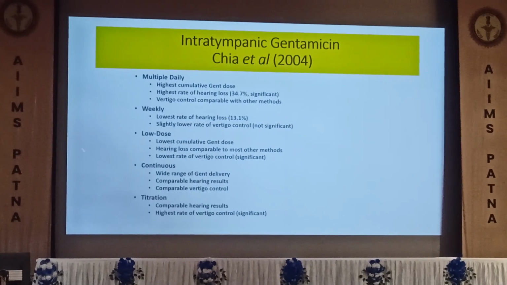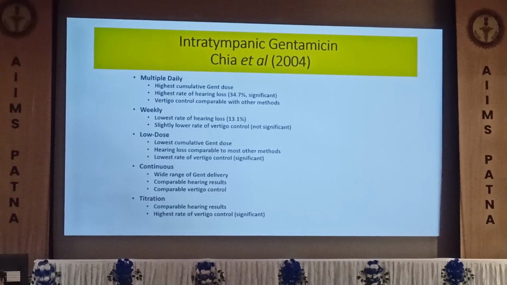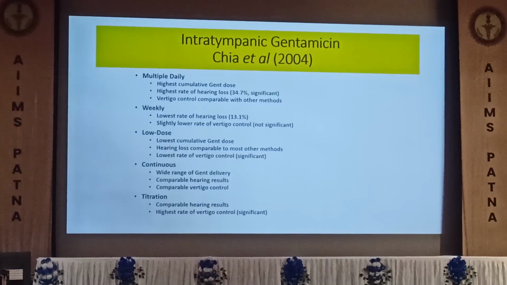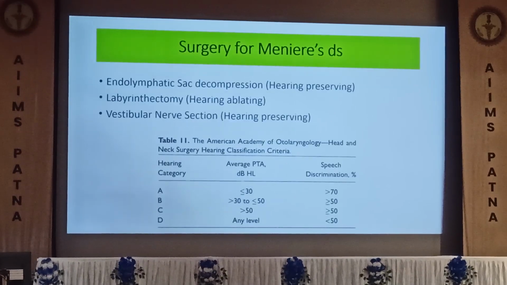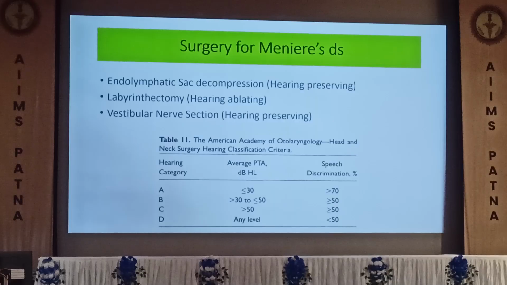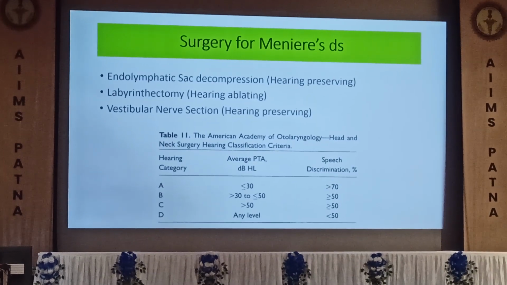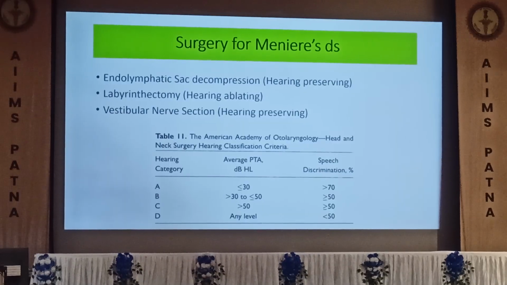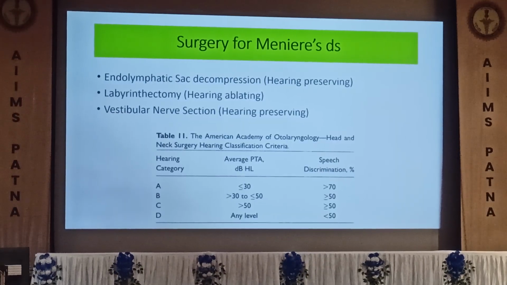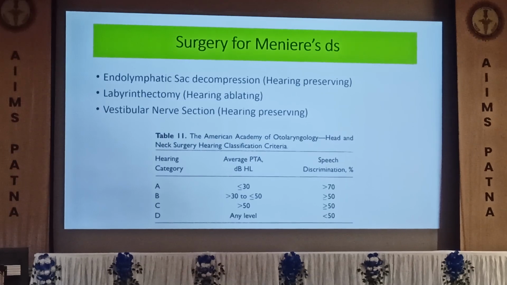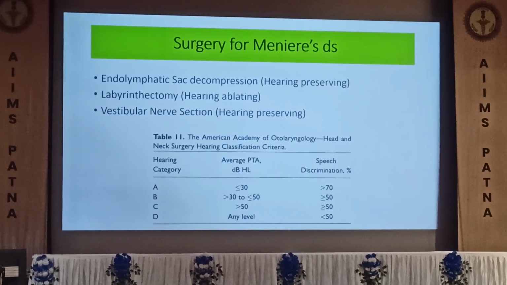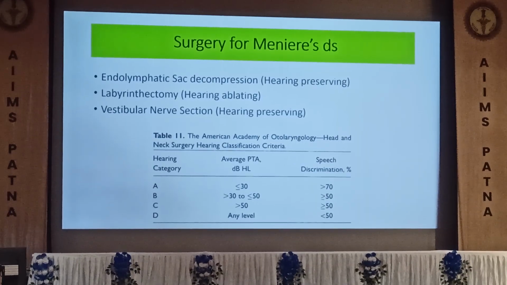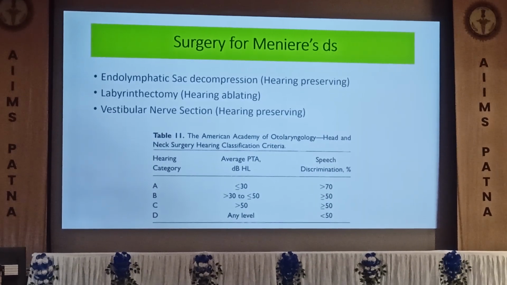Multiple studies, but one of the studies which we use here regularly is weekly, which has the lowest rate of hearing loss, 13.1%. So here, gentamicin can be used on a weekly basis. When do you offer surgery? When this also doesn't work, then you can go for endolymphatic sac decompression, which is a hearing preservation surgery. But again, the rate of doing that has come down. When I was doing my senior residency, in every weekly OT, I think we were decompressing one endolymphatic sac. It was a referral center. We shifted to intratympanic Genta and endolymphatic decompression decreased.